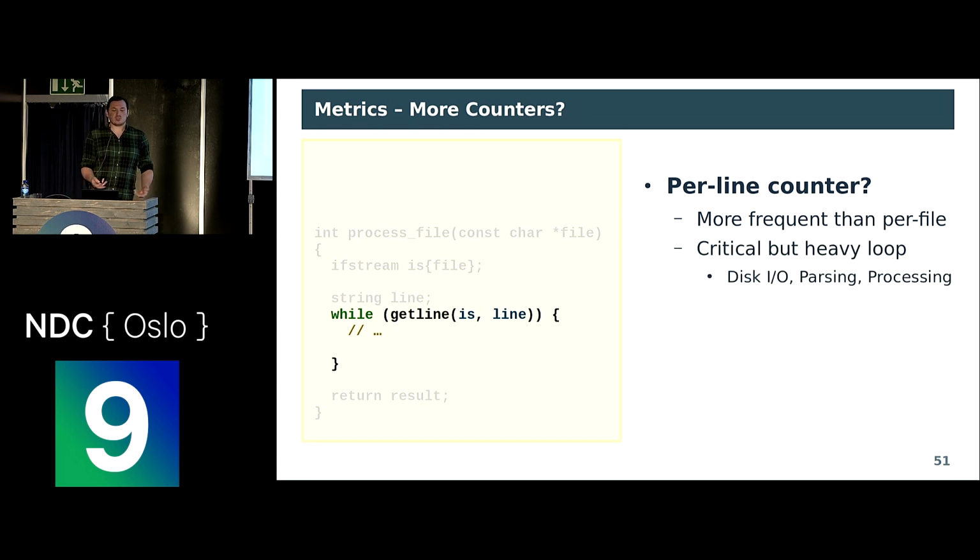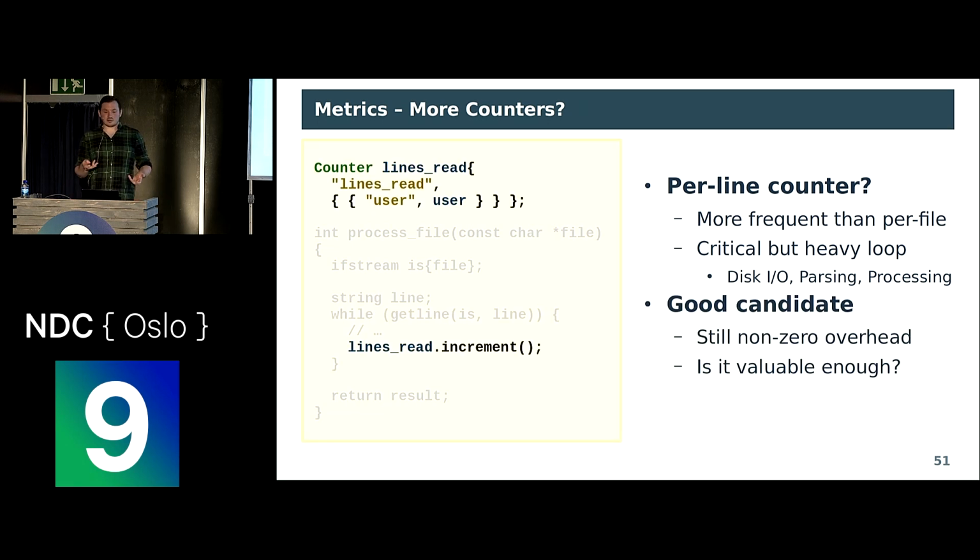Maybe this is a critical but fairly heavyweight loop. It's reading some data, it's processing it, it's parsing it. So there's some work going on in there. Is adding this increment to it going to be a big overhead? It actually might not be. And if the data you're getting from that counter is valuable enough, then you might even take a tiny overhead. But that's a trade-off you'll have to make.